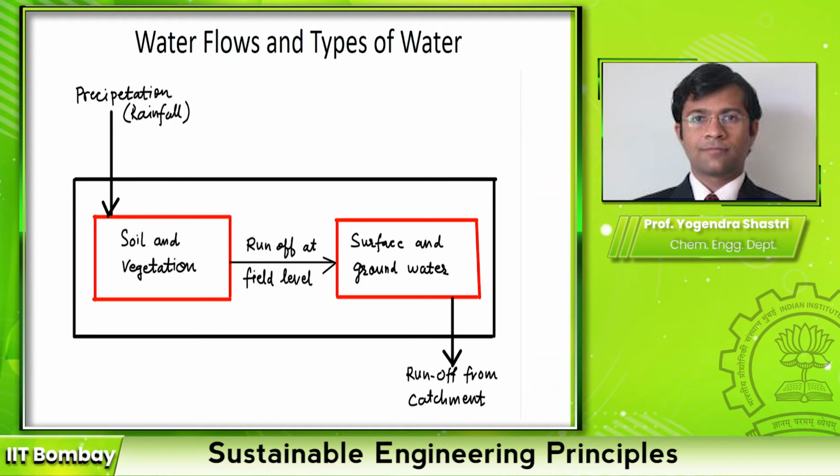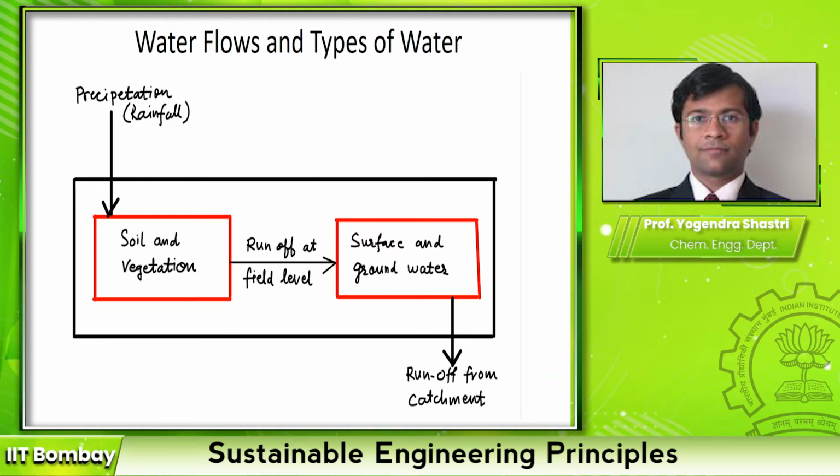This is the summary of the previous module where we looked at what happens to precipitation happening in a particular catchment area. Some of that water is absorbed in soil and stays on the vegetation. Part of it runs off at field level and contributes to surface and groundwater. And still whatever water is left will run off from the catchment area out of the catchment to a different catchment.